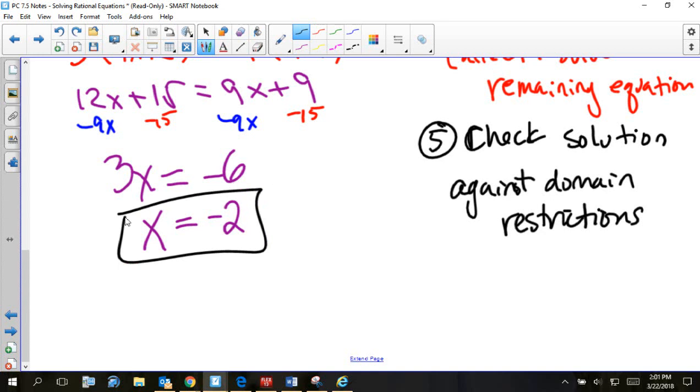Okay? Let's do another one. I'm not going to do every single example in this packet. I'm just going to do a few of them. So I'm going to skip ahead to number 3. That's on the front page.